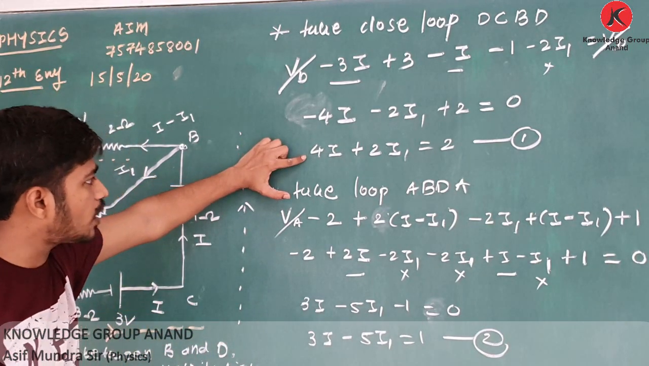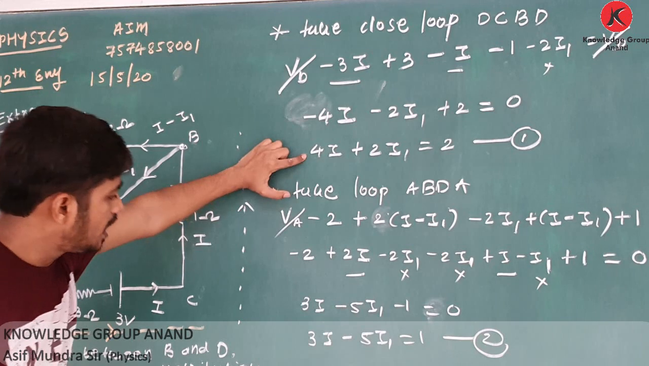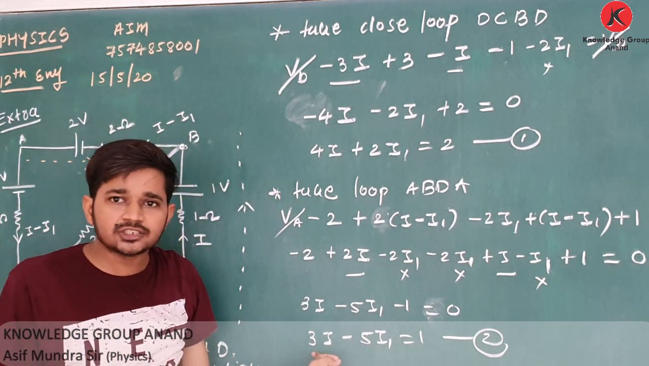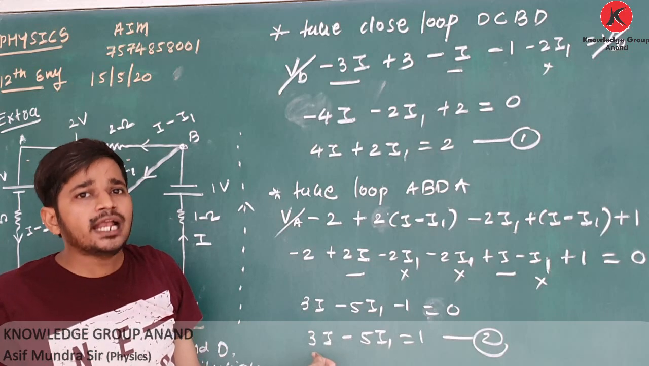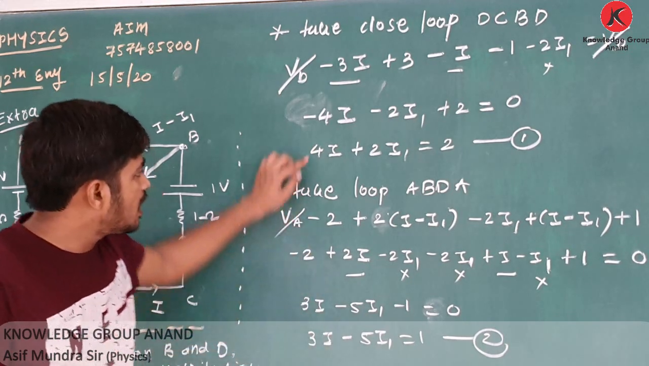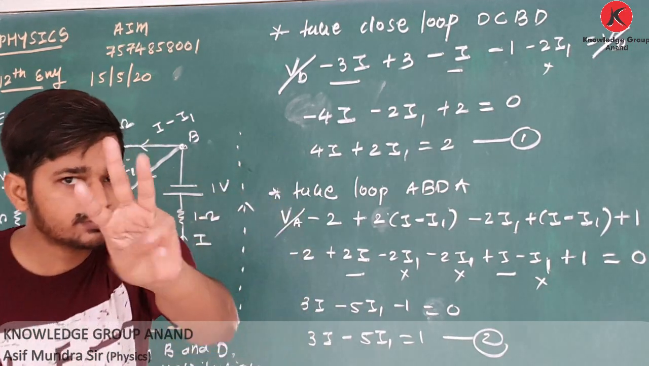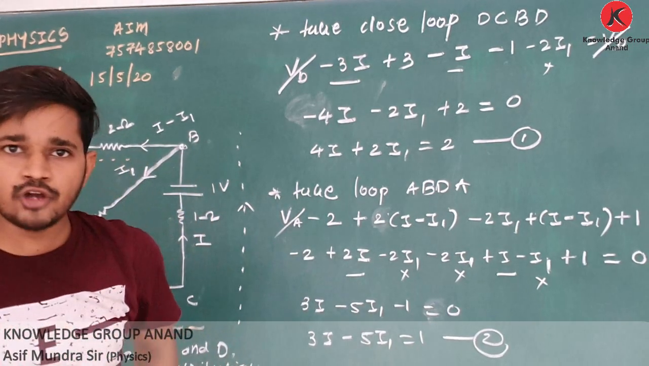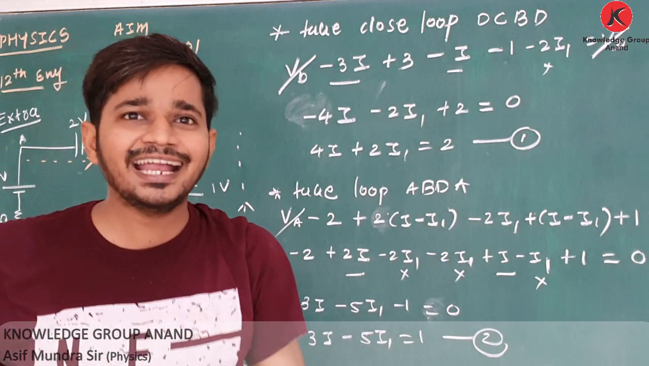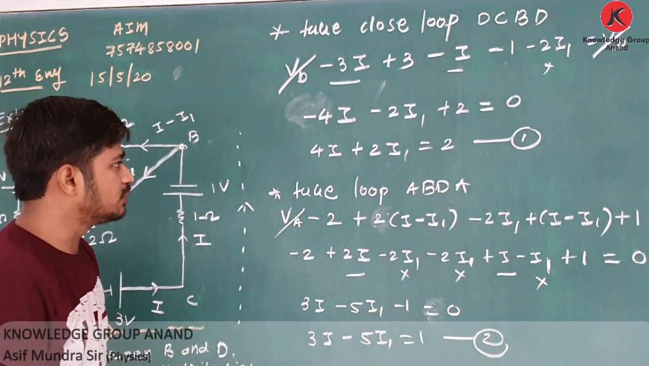Here, what is coefficient of I? It is 4. Here coefficient of I is 3. If you want to eliminate I, what to do? Multiply this equation by 3. Multiply this equation by 4. Yes or no? And subtract them. Okay, see, we will do this.